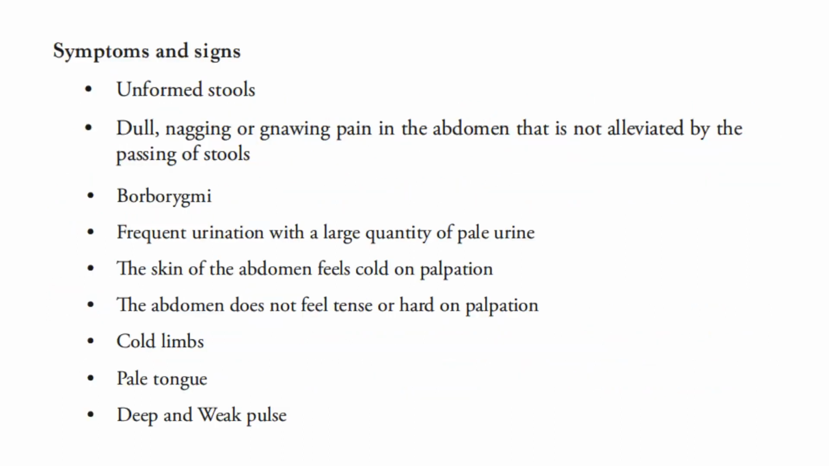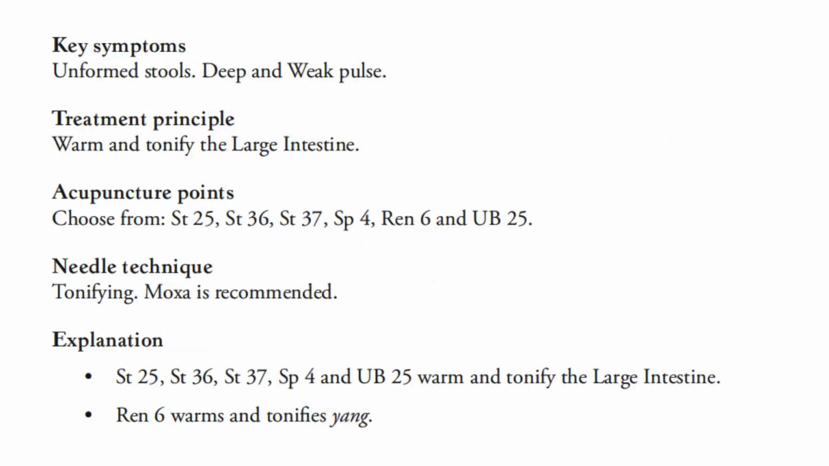So for its symptoms and signs, there are unformed stools, dull, nagging, or gnawing pain in the abdomen that is not alleviated by passing of stools. There is borborygmi, frequent urination with a large quantity of pale urine. The skin of the abdomen feels cold on palpation. The abdomen does not feel tense or hard on palpation. There are cold limbs, pale tongue, a deep and weak pulse, and the key symptoms here are unformed stools, deep and weak pulse. For the treatment principle, we warm and tonify the large intestine.